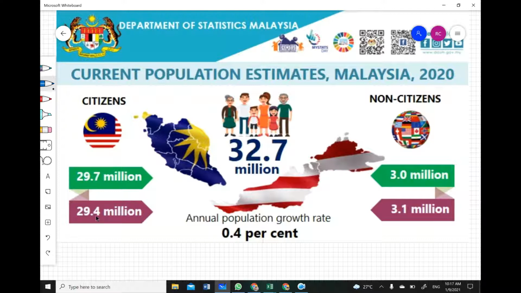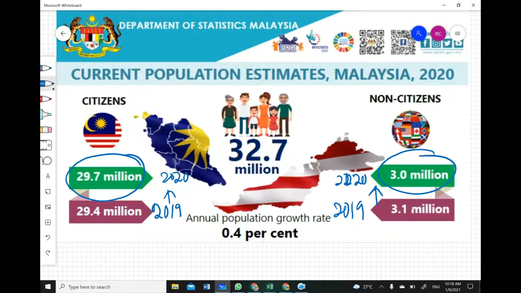So 29.4 plus 3.1 will be 32.5. It doesn't make 32.7. This one makes 32.7. Okay, but I don't know what it is referring to, Annual population growth rate. Oh, okay, this one is 2019. They should indicate properly. This one is 2020. It increased by 0.4%. Okay, so in 2020 we have this much of citizens and non-citizens.